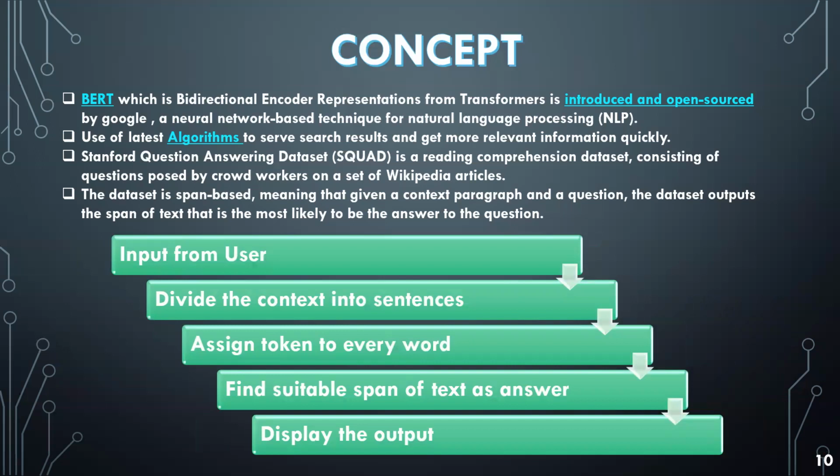Okay, so here at first the input from the user will be done. The user will input a context as well as a question. Then the context will get divided into different sentences. Whenever the model finds a full stop, it will divide there and treat it as the next sentence. Furthermore, every word will get an index. This work will be done by the encoder transformer with BERT. Let's understand with an example.